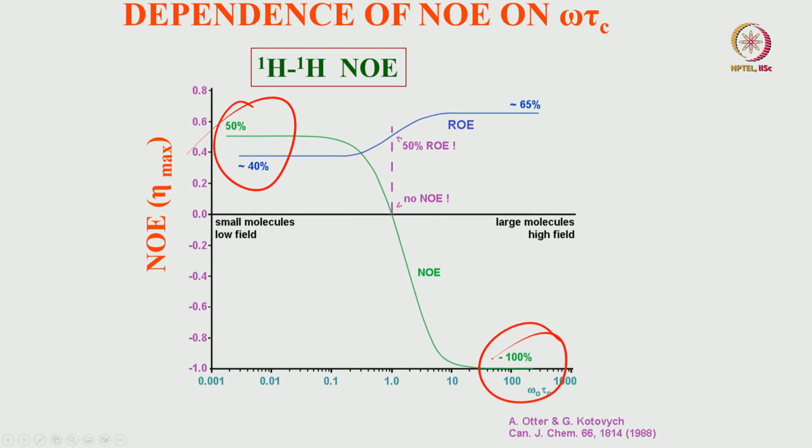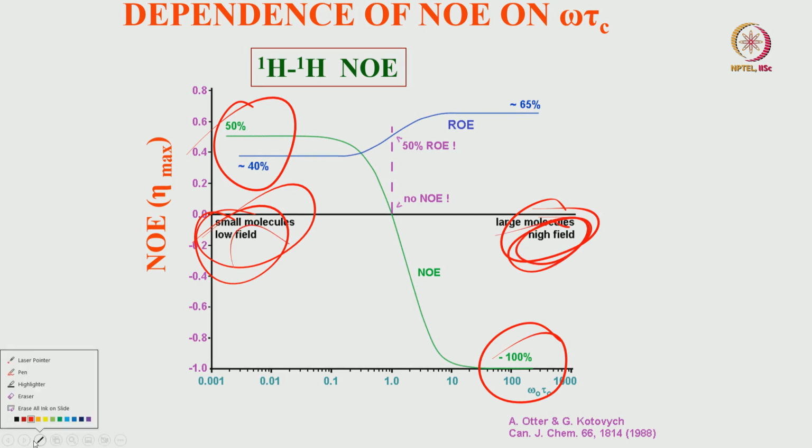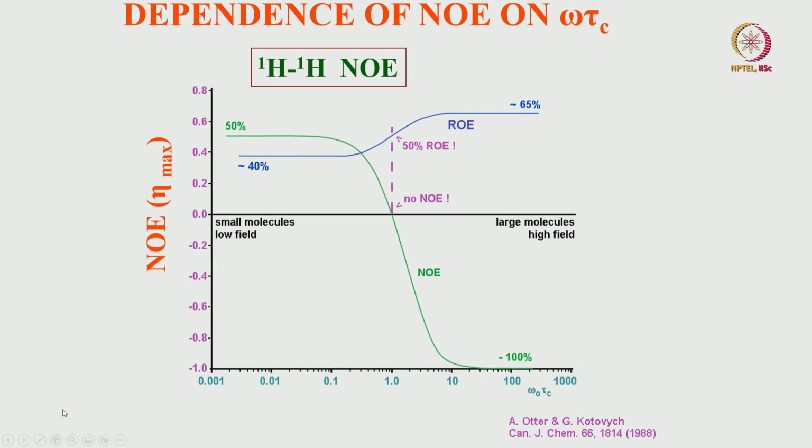That depends upon whether it is a small molecule or a large molecule, whether you are working at high field or at low field. Various parameters come into the picture. Of course, omega tau c means that the factor of magnetic field is embedded in it. So this is the important point you should remember. Based on omega tau c, the NOE can be either positive or negative. It is positive for small molecules and negative for large molecules. All right.